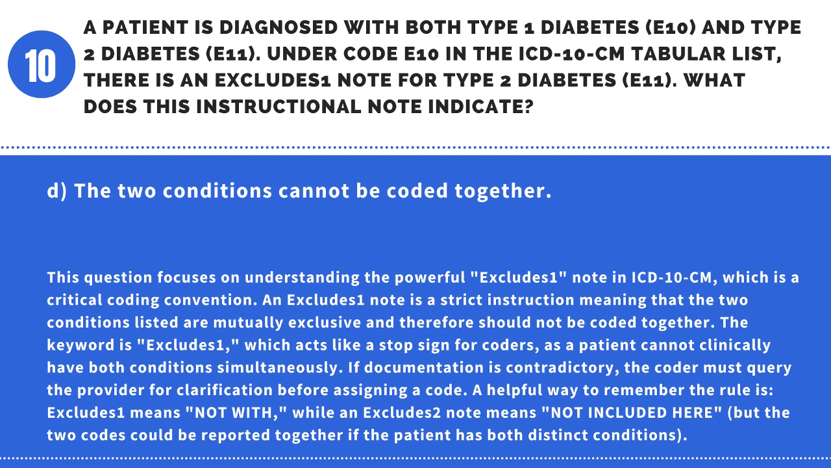A helpful way to remember the rule is, Excludes 1 means "not with," while an Excludes 2 note means "not included here," but the two codes could be reported together if the patient has both distinct conditions.